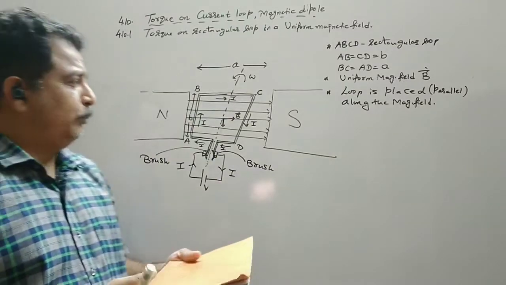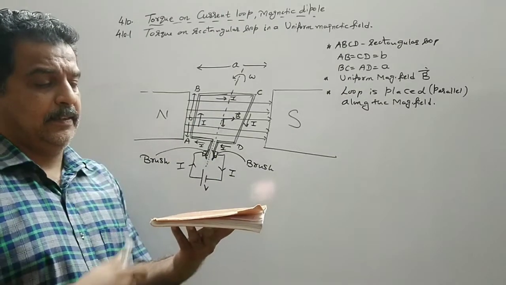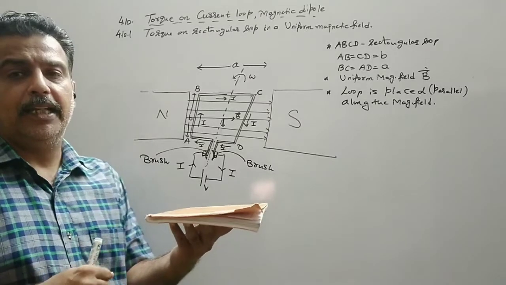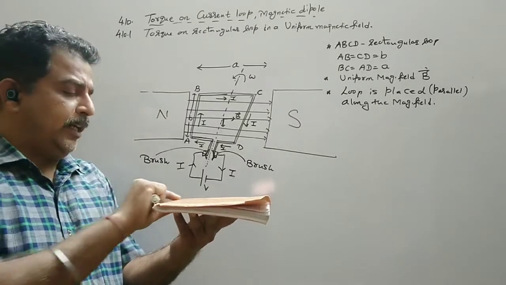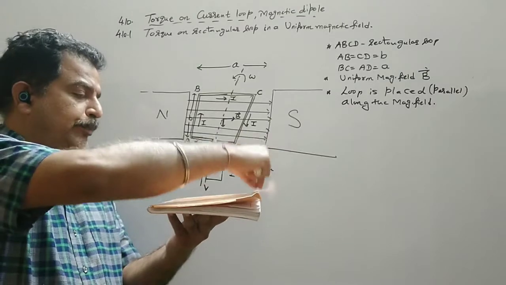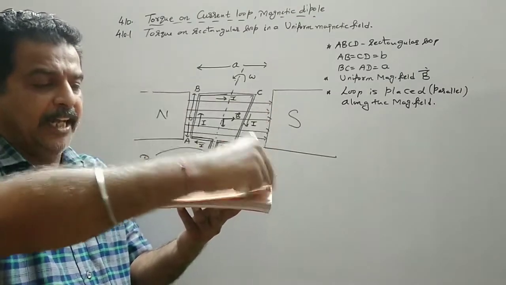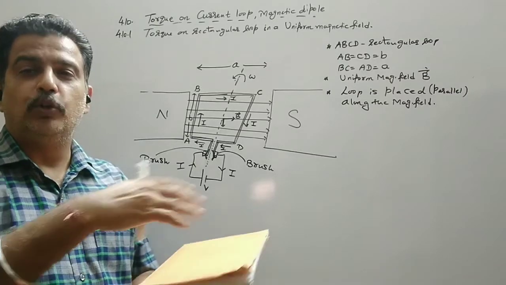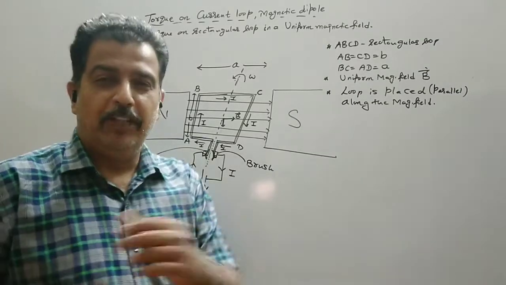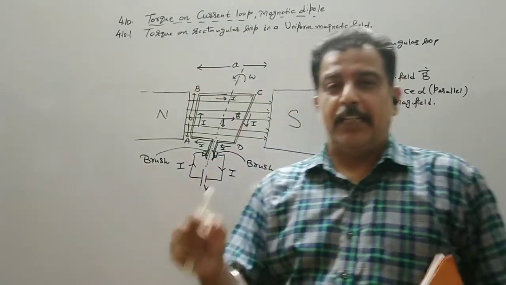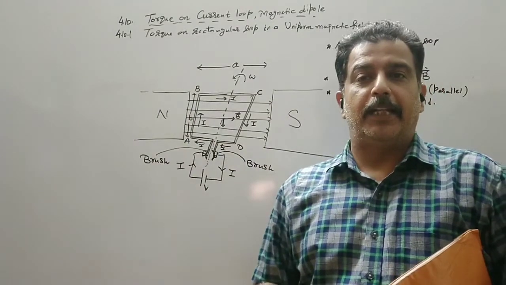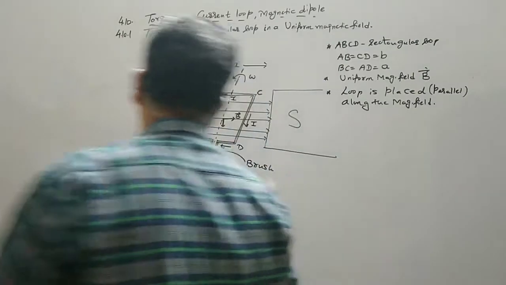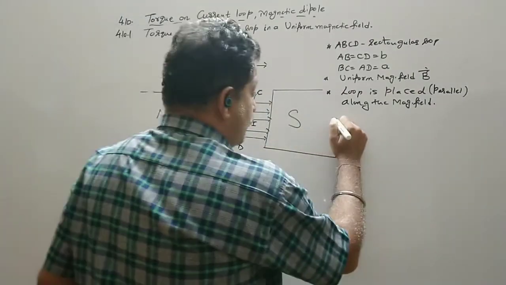We will come to that point. Now let us find out, when we send a current, the four wires AB, BC, CD and DA are placed in a uniform magnetic field. And we know that when a wire carrying current is placed in a magnetic field, force acts on it. And what is the formula for the force acting on it?